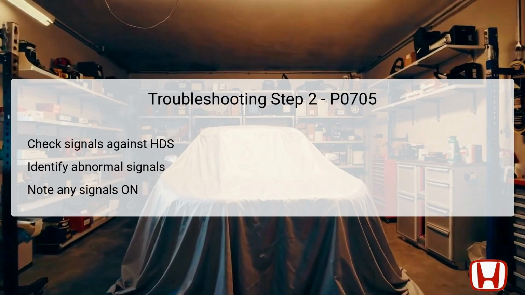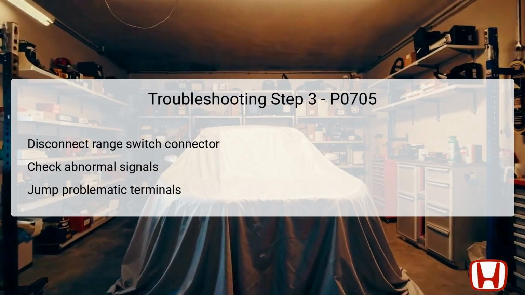Such unusual readings can guide technicians to pinpoint whether it's the wiring or the switch itself that is malfunctioning. As you advance to the third step in troubleshooting, turn off the vehicle and disconnect the transmission range switch's 10P connector. Next, using a jumper wire, connect the terminal that showed incorrect signals in the prior step to body ground. This process helps isolate the problematic signal.